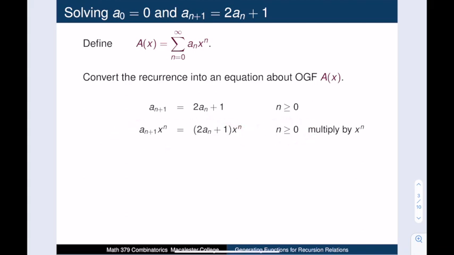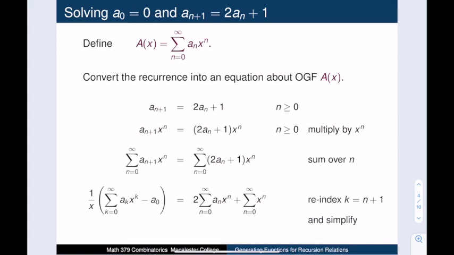So what I'm going to do is create a simple equation that actually incorporates this infinite set of equations into one place. And we can do that by just summing them all up. We're summing over all n, so n goes from 0 to infinity, and here I have a_{n+1} times x^n. Over here I sum over the same range, and I have (2a_n + 1) times x^n. Now the first thing I would like to do is turn this left-hand side into A(x), but there are a few things that I have to fix.